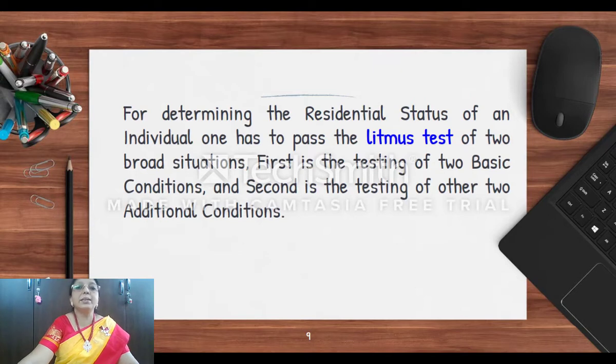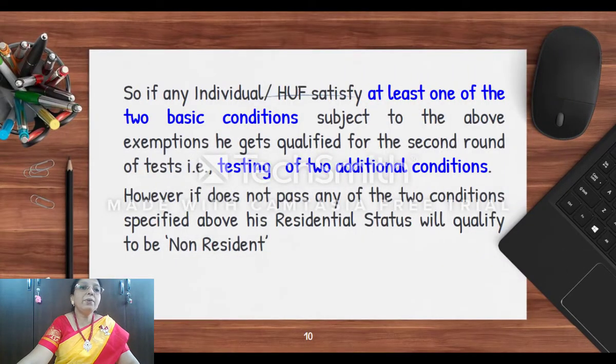So for determining the residential status of an individual, he has to pass the litmus test of two broad situations. First, we are testing the two basic conditions, and if he satisfies one condition, he becomes a resident. Now we move on to testing the additional conditions. So if he is an individual or HUF, he should be fulfilling at least one of the two basic conditions, and if he fulfills, we move on to the two additional conditions.